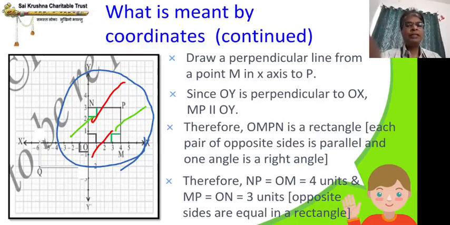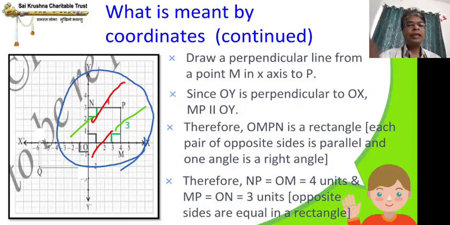NP, that is red, you can see both the red lines, since OM is 4 units, correct? Now we have started with point number 4. So the perpendicular line from M to P is lying on 4. So you can see 4, 4, okay, 4, and this one green is 3 units.